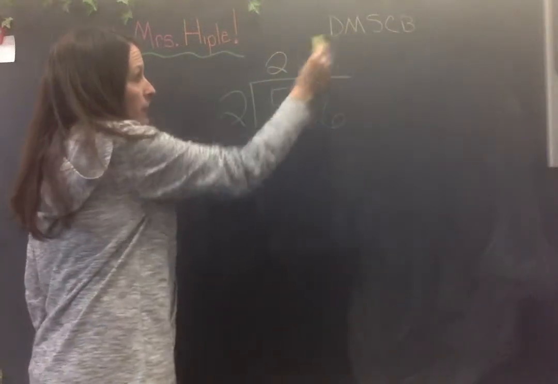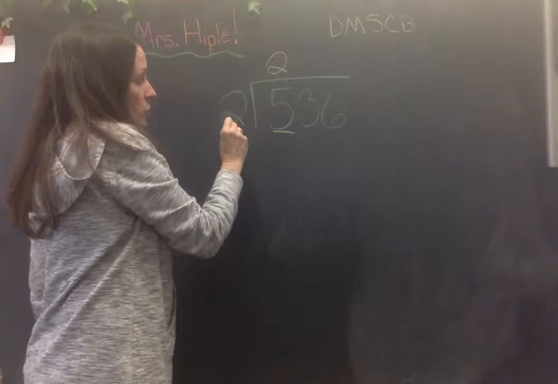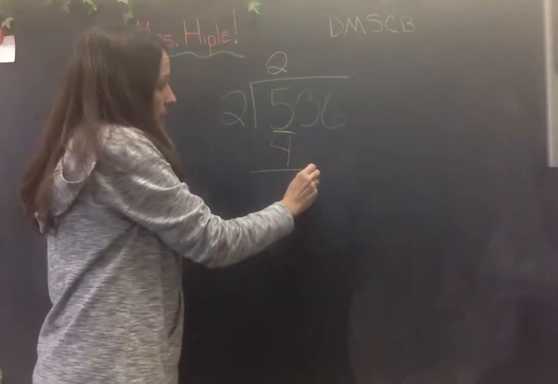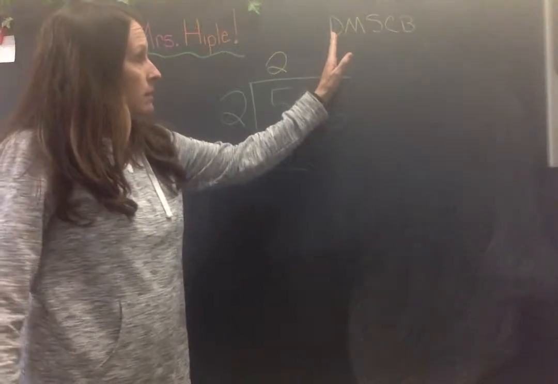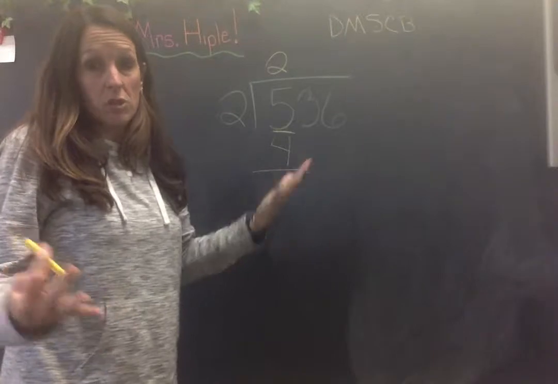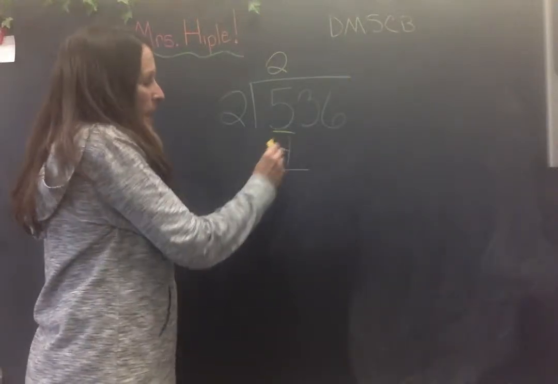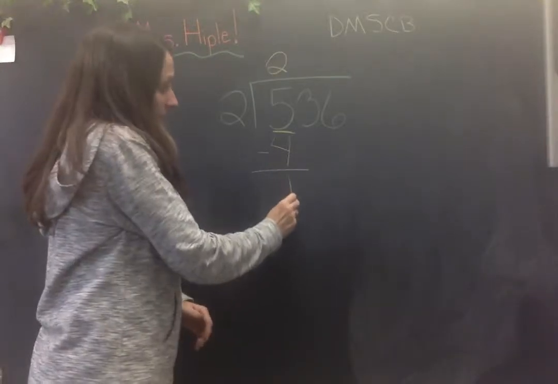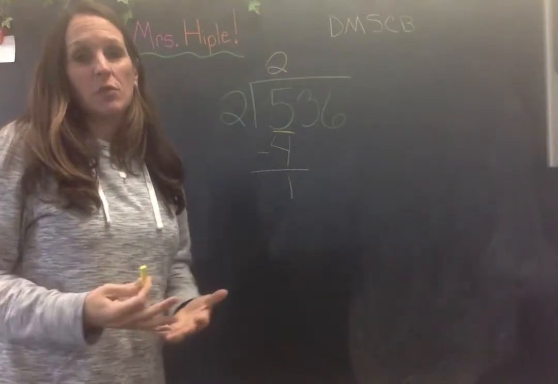And then I multiply. 2 times 2 is 4. All right? I've divided, I've multiplied, and now I'm going to subtract. So 5 minus 4 is, you should have said 1. 5 minus 4 is 1.